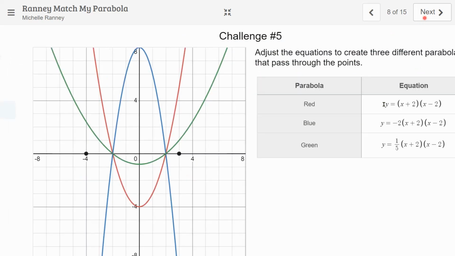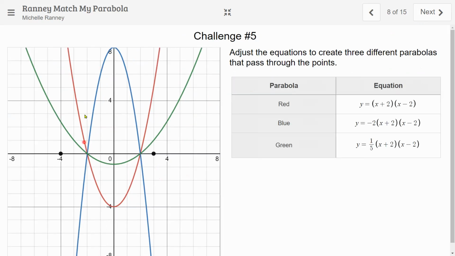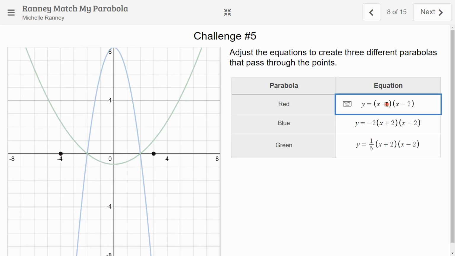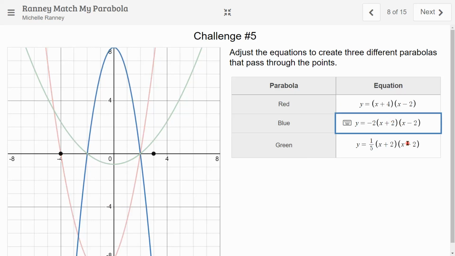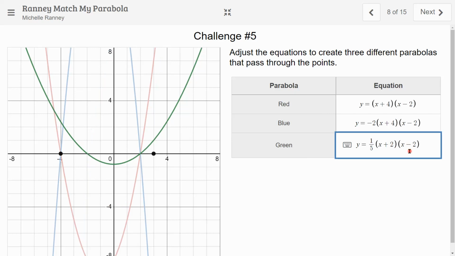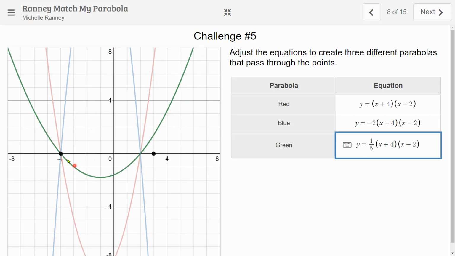On 8, so we have 3 different colored graphs here. They gave us these 3 equations. They wanted them to go through -4 for an x-intercept and 3. So if I want all of these to go through -4, I need an x plus 4. So I'm going to change each of these to an x plus 4. And now they go at least through this point here.